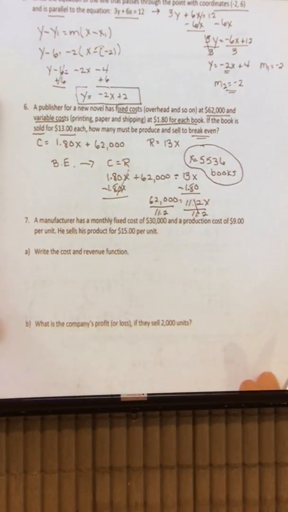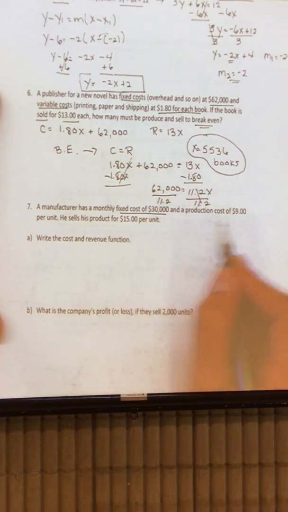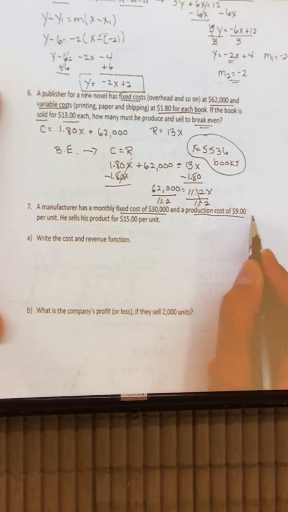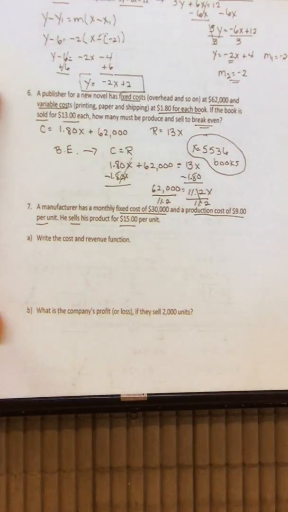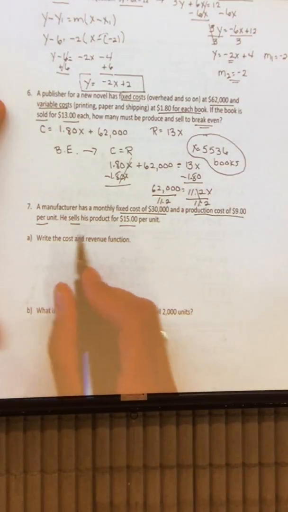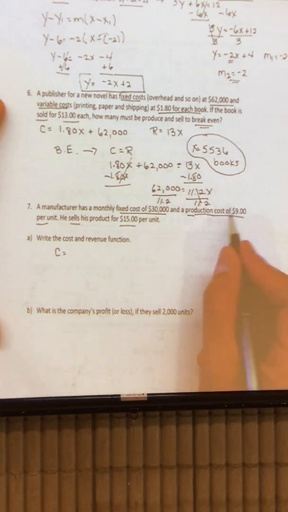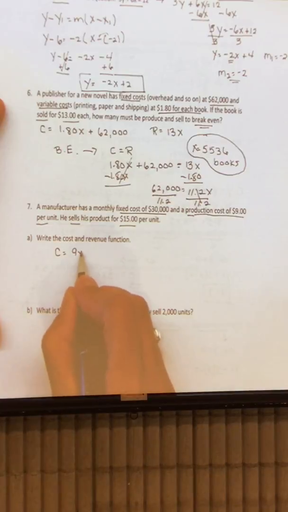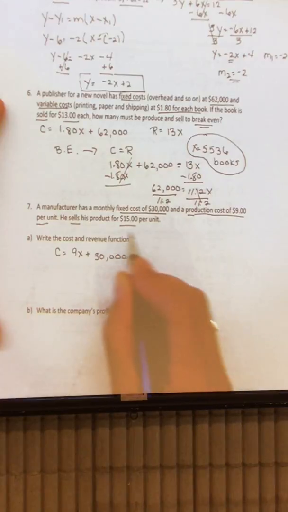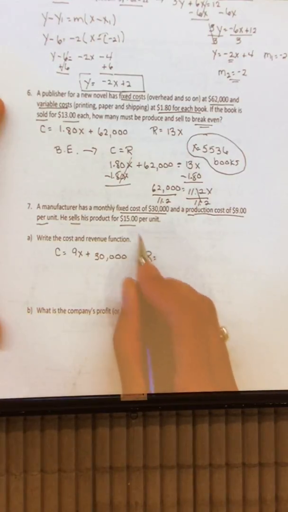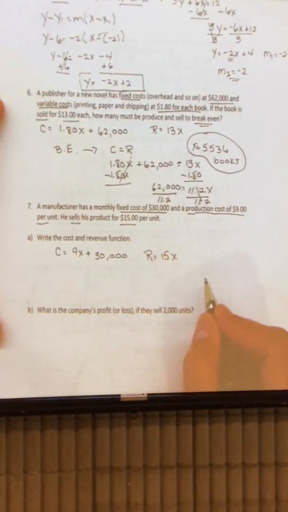Number 7. A manufacturer has a monthly fixed cost of $30,000 and a production cost of $9 per unit. He sells his product for $15. Write the cost and the revenue function. Again, the cost function is your production cost or your variable cost, same thing, 9x plus 30,000. Our revenue function is what he sells the product for, so he sold it for $15 per unit.